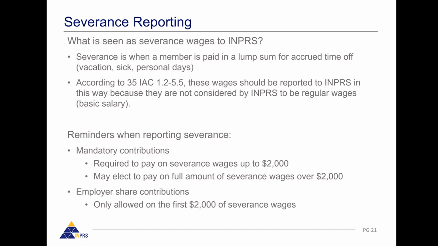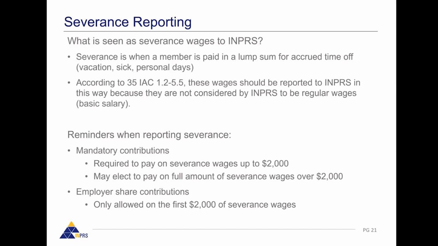So again, we want to make sure that severance is reported appropriately. That does mean it's not going to go into that regular wages box that the majority of your reporting is taking place in. Instead, it will go in a separate little box that's titled severance wages, and the contributions are calculated a little bit differently. If the severance wages total less than $2,000, you essentially report it the same way that you would regular wages, just in a separate column. But if it does go above $2,000, and again, these are going to be gross wages, then you're only going to be calculating the contributions on the first $2,000.